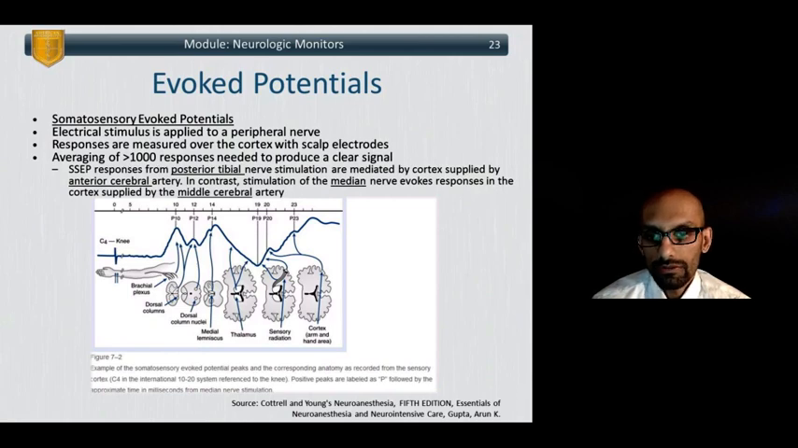So definitely know this information in a functional way related to the anatomy. As a contrast, stimulation of the median nerve, for example, evokes responses in the cortex supplied by the middle cerebral artery. Again, a more functional description of the way you use this monitor.